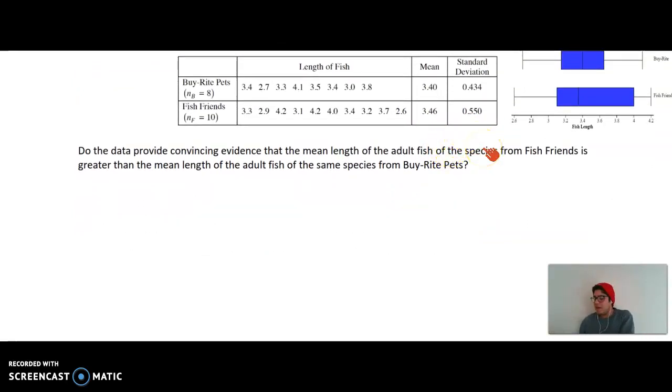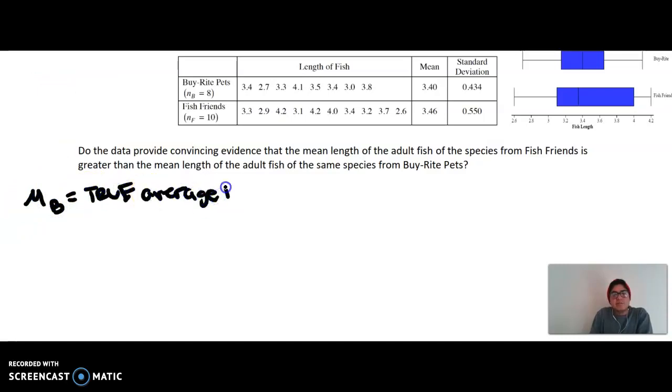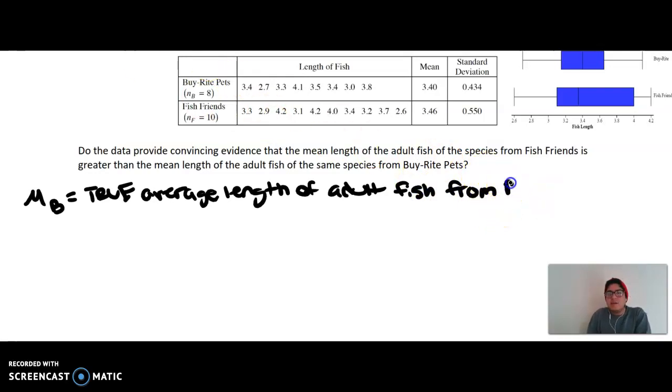So, let's go ahead and walk through our state, plan, do, conclude model. And here, we have two different means that we're comparing. So, my first mean is going to be mu b, which is going to be the true average length or mean length of adult fish from Buy Right Pets. So let's fill that in.